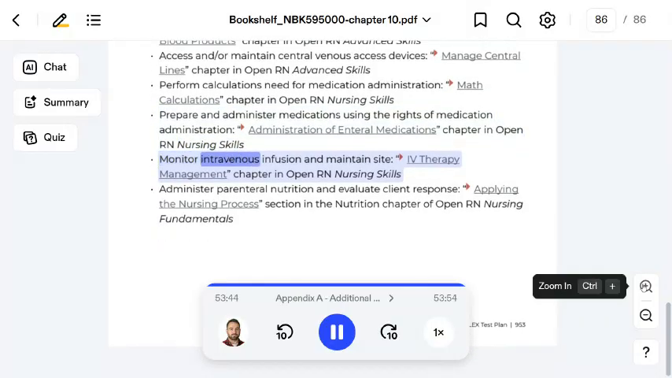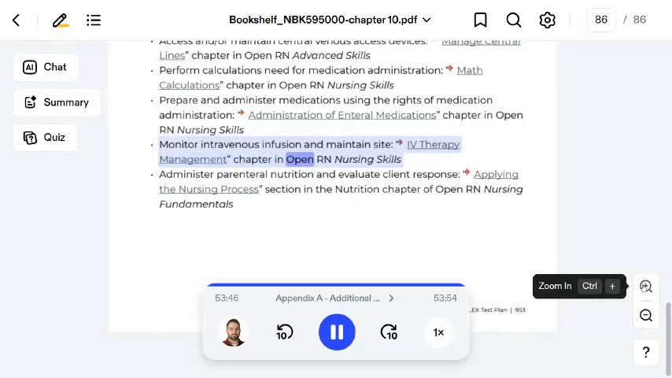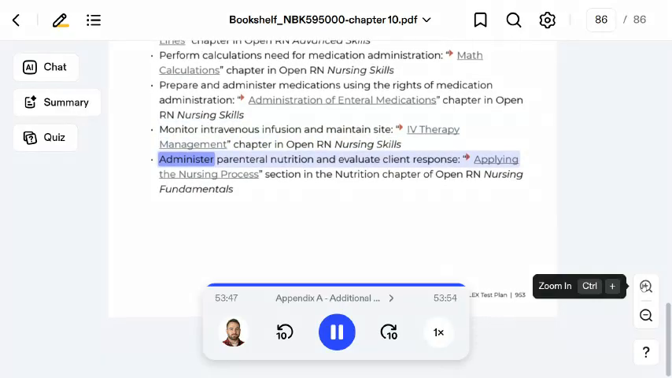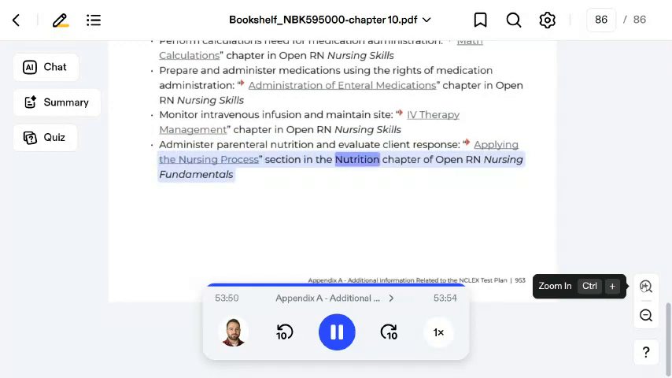Monitor intravenous infusion and maintain site. IV therapy management chapter in Open RN Nursing Skills. Administer parenteral nutrition and evaluate client response, applying the nursing process. Section in the nutrition chapter of Open RN Nursing Fundamentals.